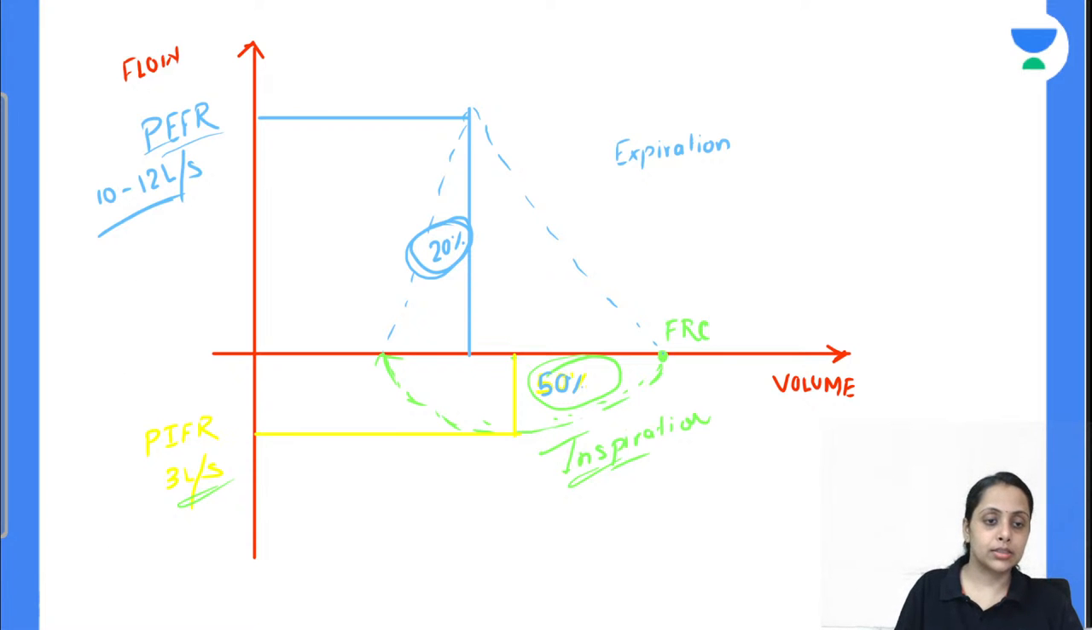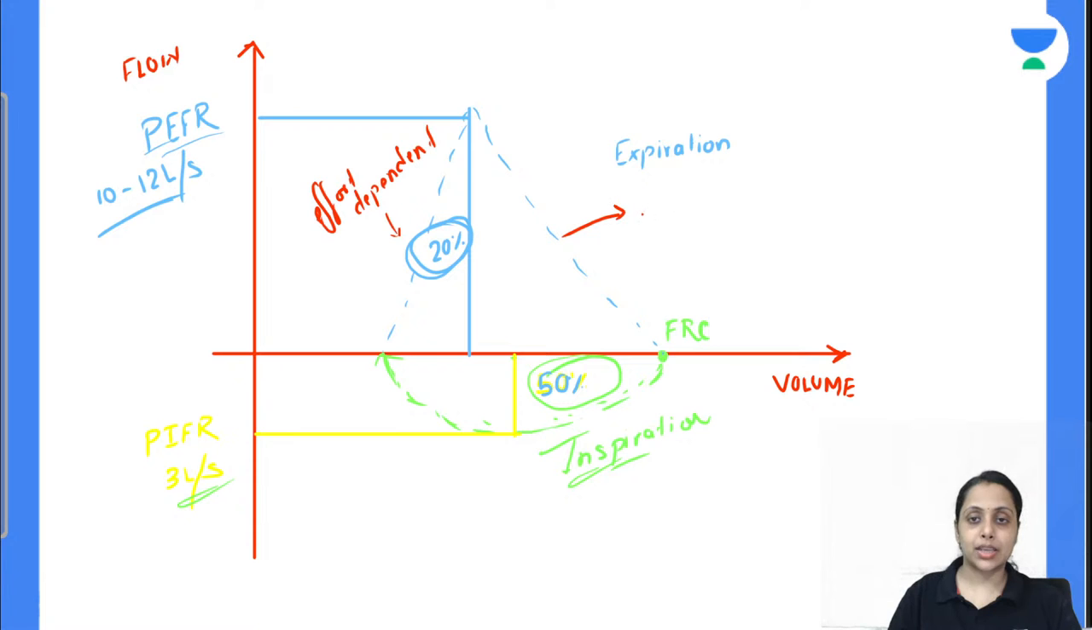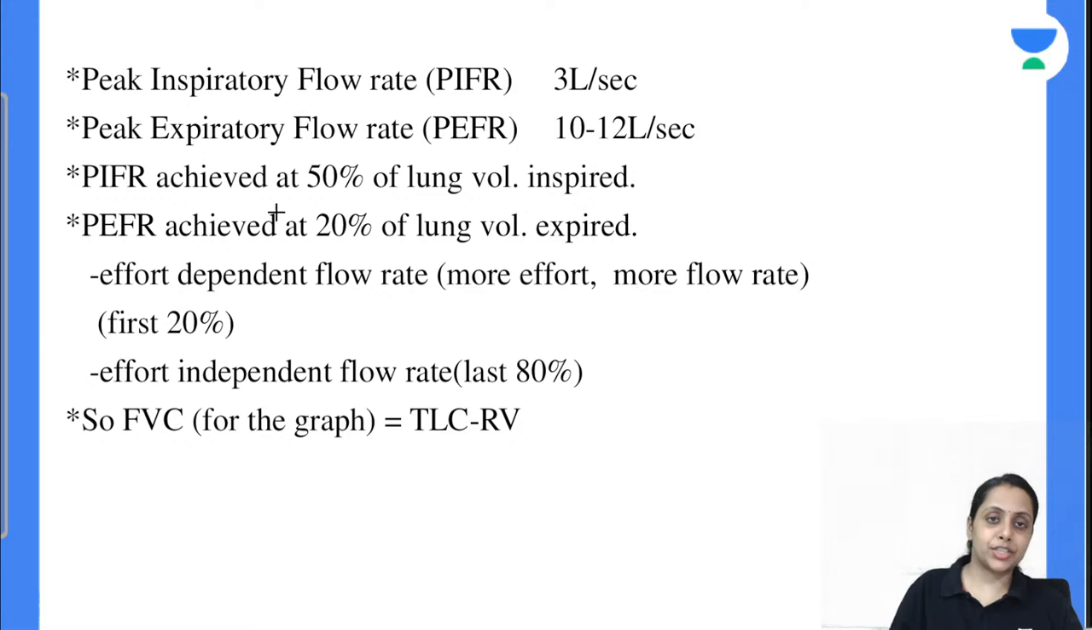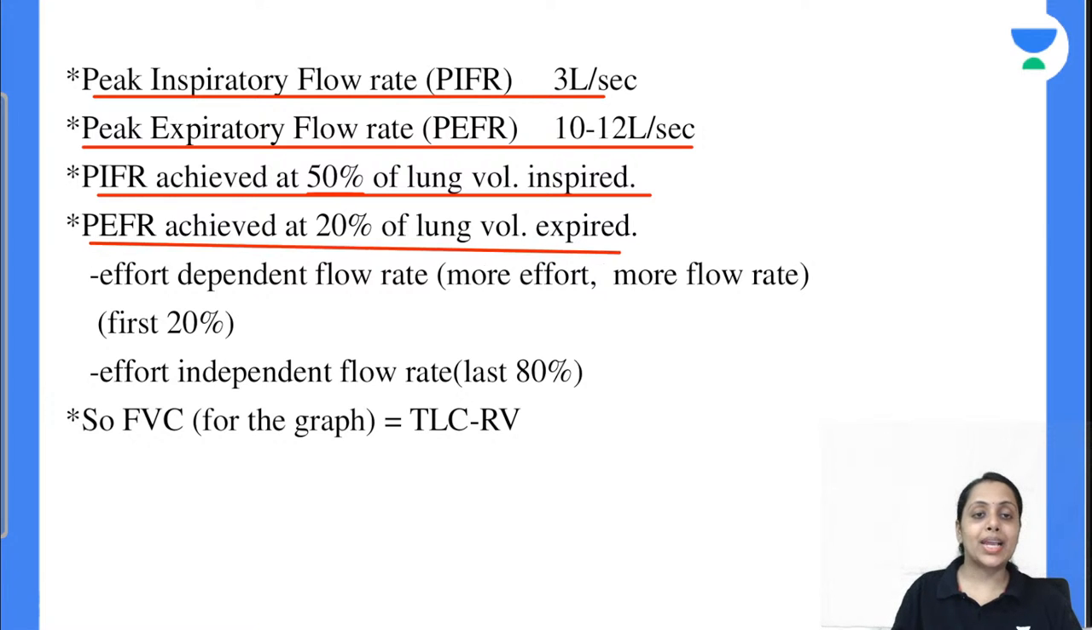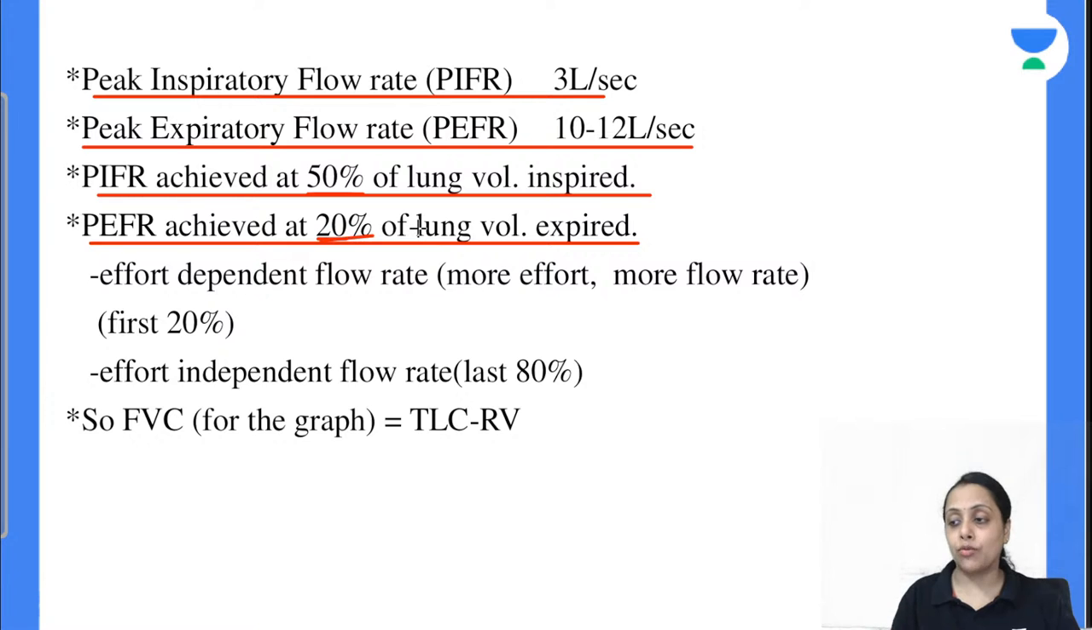This is a effort dependent part. This part is effort independent part. ठीक है, तो सारे डेटाज याद रखना है. Peak inspiratory flow rate is 3 liter per second. Peak expiratory flow rate is 10 to 12 liter per second. Peak inspiratory flow rate is achieved when 50% of lung volume is inspired. Peak expiratory flow rate is achieved at 20% of lung volume expired.